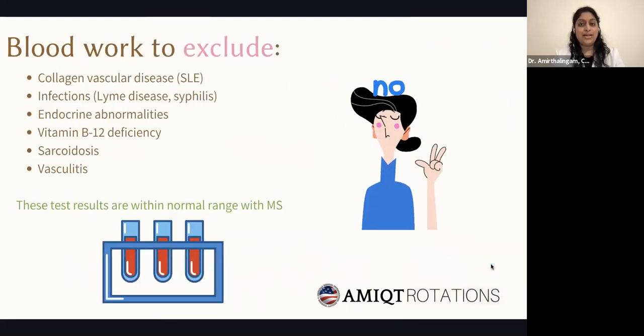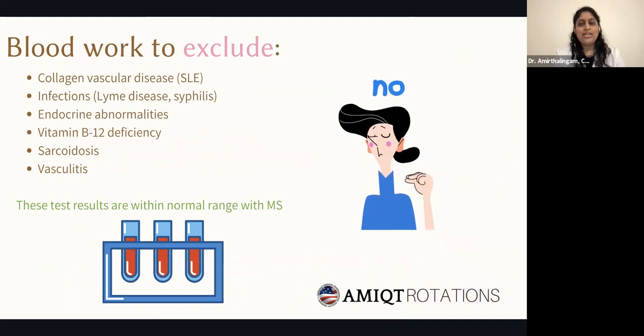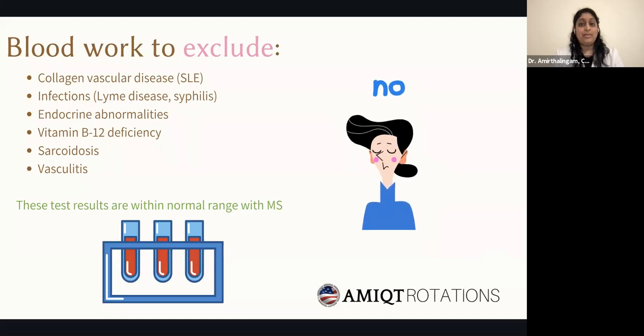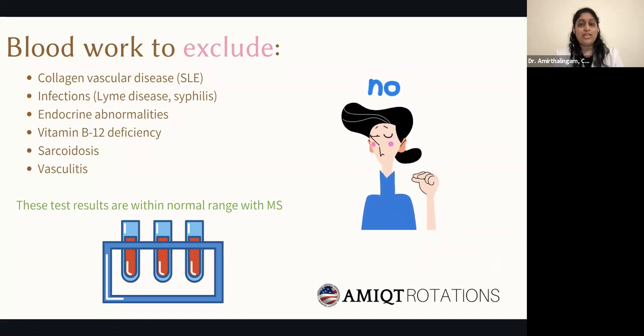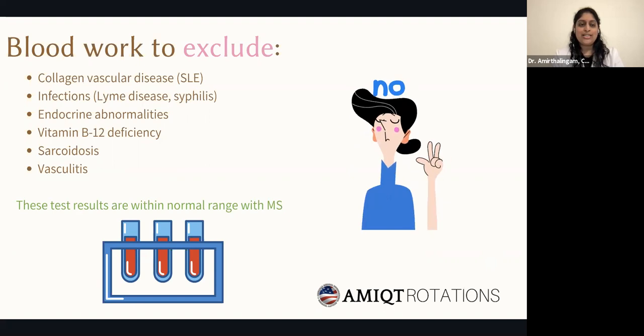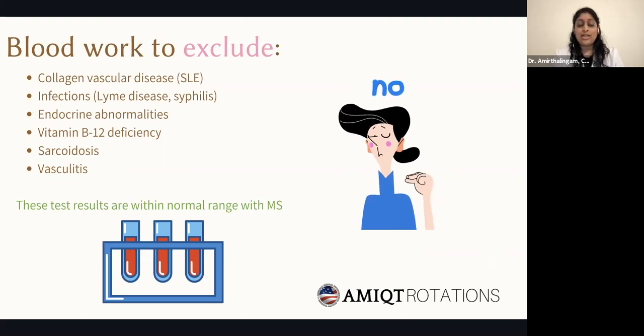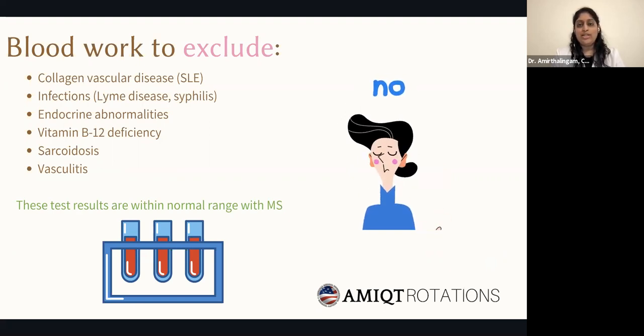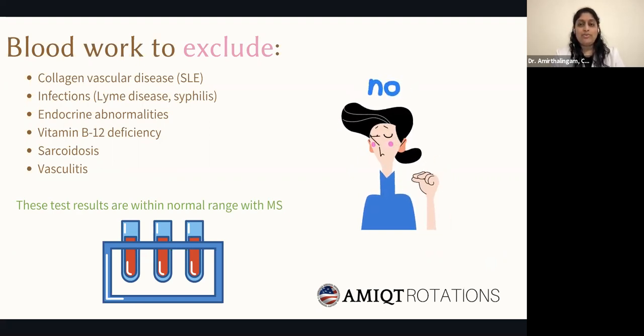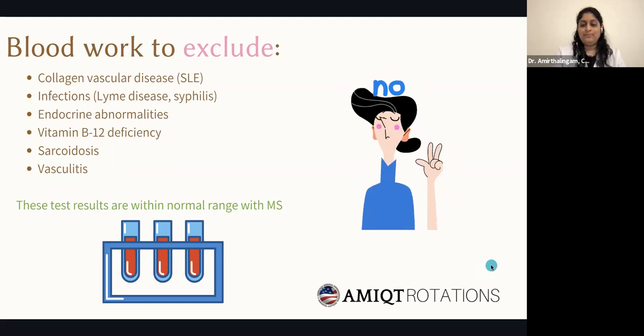When it comes to blood work, it's easy to do, just to exclude some medical conditions which may mimic multiple sclerosis on clinical presentation, such as autoimmune conditions and infections, collagen vascular diseases, endocrine abnormalities, and sarcoidosis. It's an easy, quick blood test, and generally these results will be normal in patients with multiple sclerosis. So then we can move on to the other diagnostic modalities.